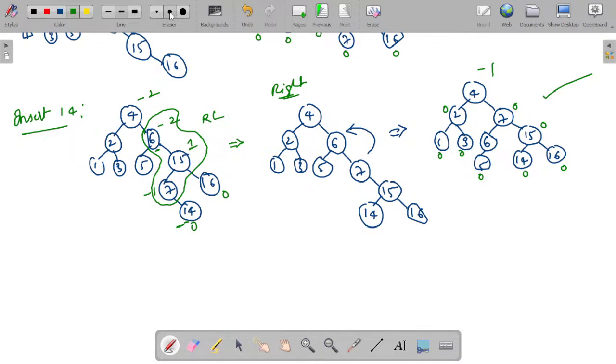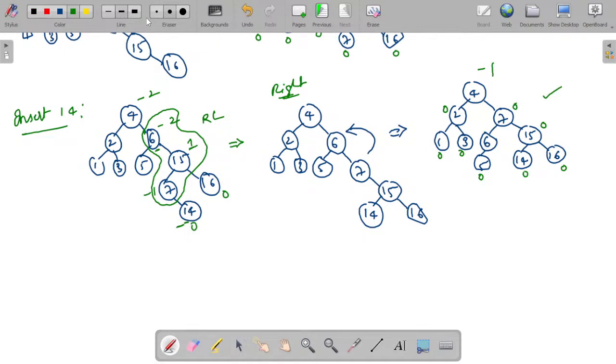So this is how you perform an AVL tree construction for the given list of numbers. I hope all the operations are clear for you. And if you have any questions now, you are free to ask your questions.